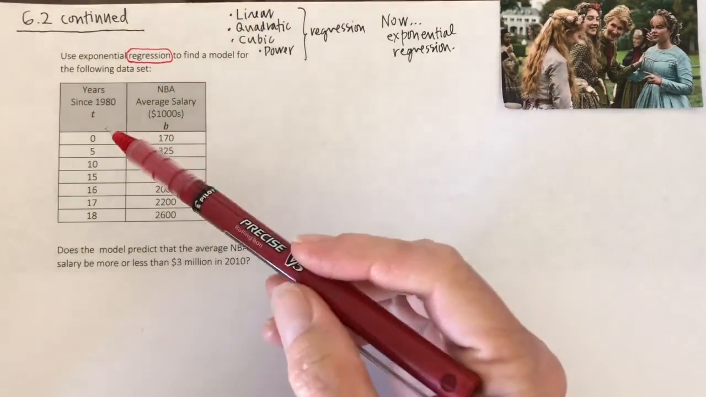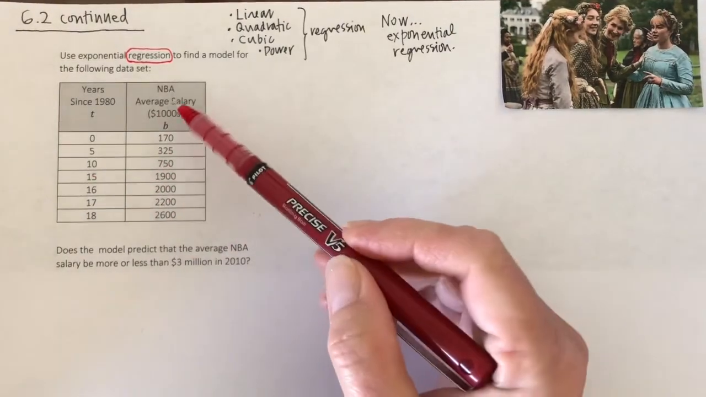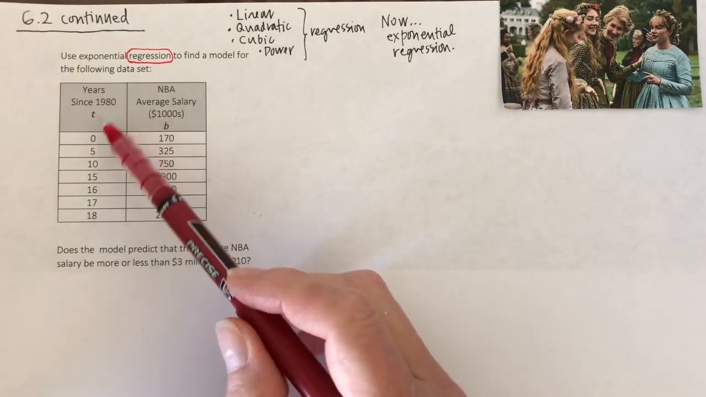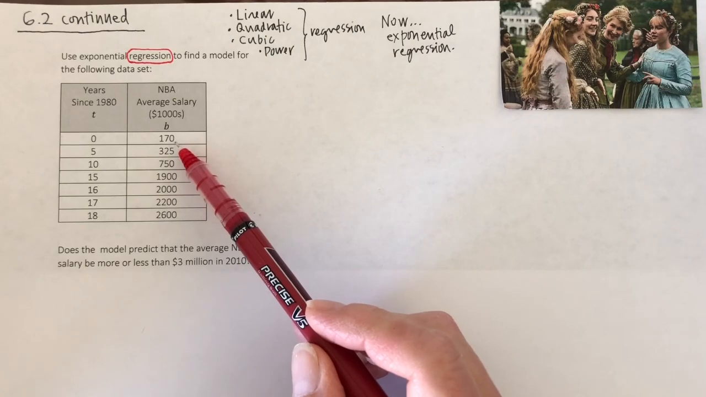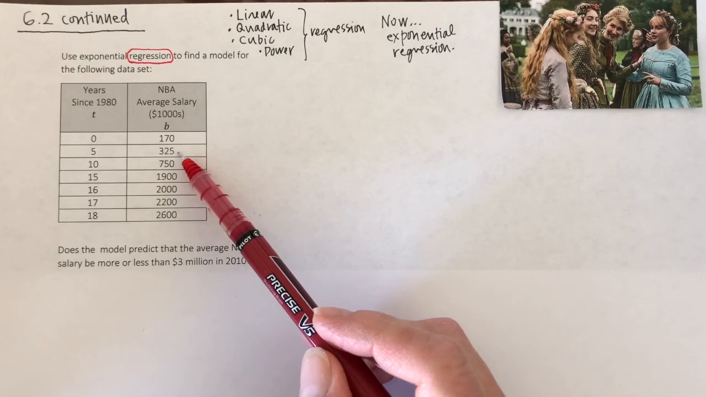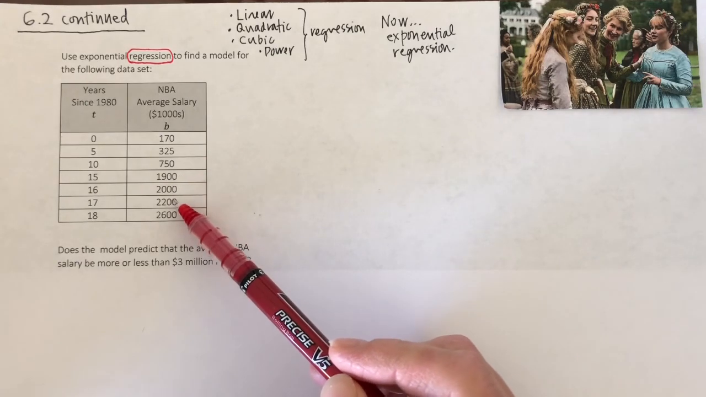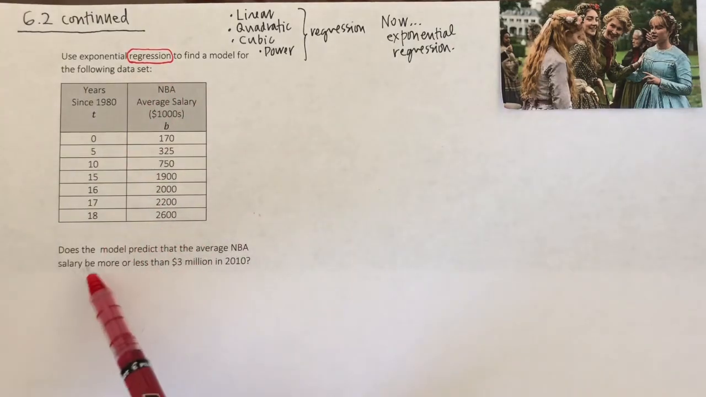For this problem, we have a set of data that relates years since 1980 to the NBA average salary. So in year 0, in 1980, the average NBA salary was $170,000. 5 years later, in 1985, it was $325,000, and then it keeps going up and up. So we want to find an exponential regression model for this data, and then we'll answer this question: does the model predict that the average NBA salary would be more or less than $3 million in 2010?